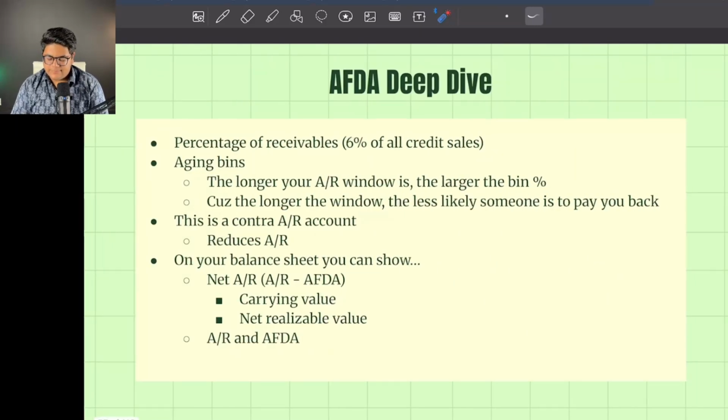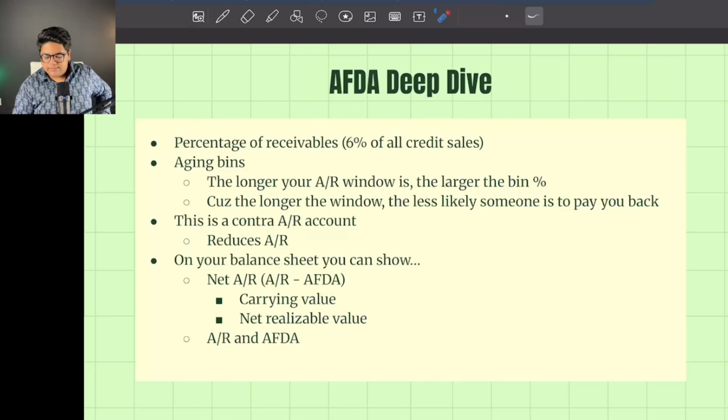Let's go into a bit of a deep dive because this can get confusing. I probably jumbled up my explanation a little bit, but anyways, there are two ways of measuring AFTA: percentage of receivables, and aging bins. Percentage of receivables is like, on average, of whatever I sell on credit, which is accounts receivable, 6% won't pay me back. So I've got to budget 6% for doubtful accounts.